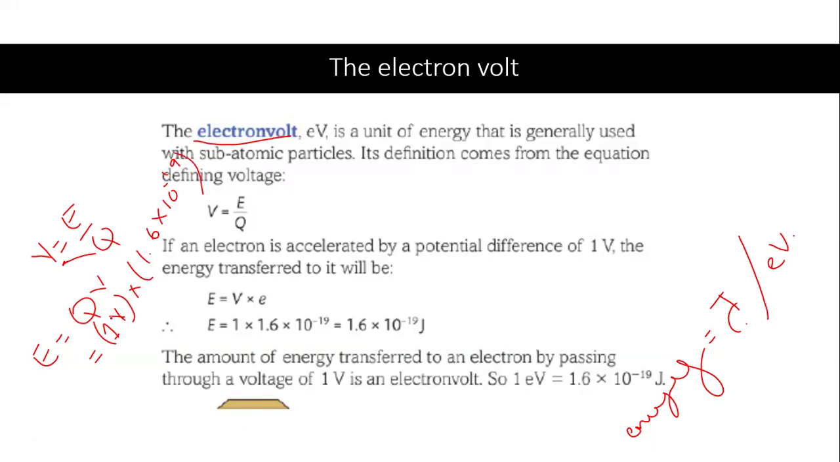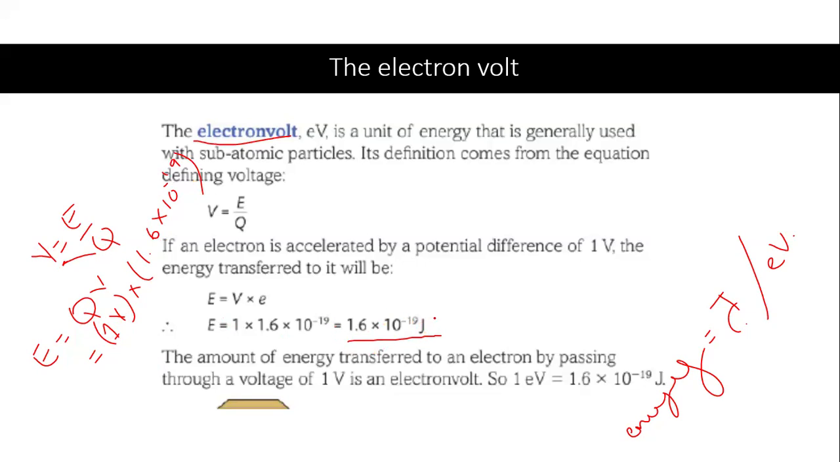So if I take my voltage and multiply it by the charge of one electron, I can find out the energy transferred, and the unit for that is going to be joules. Because energy is equal to voltage times charge, if I apply a potential difference of 1 volt to 1 electron, this is the energy: 1.6 times 10 to the power of negative 19 joules.